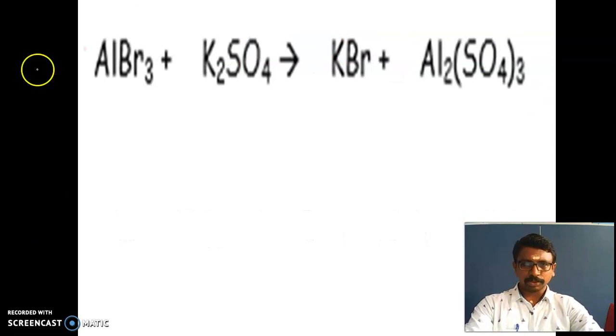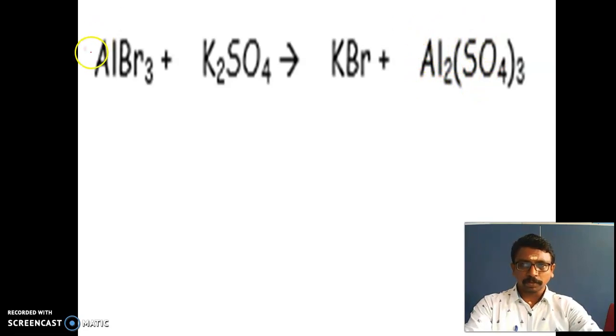Next we can go for the next question. Here you can see AlBr3. So AlBr3 means aluminium bromide plus potassium sulfate, that is K2SO4. It will give potassium bromide plus aluminium sulfate. So here you can see the reactant. So aluminium, it contains how many number of atoms, children? Only 1. So in product, aluminium sulfate, the aluminium contains 2 number of atoms.